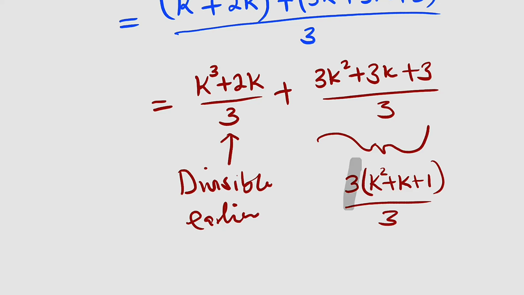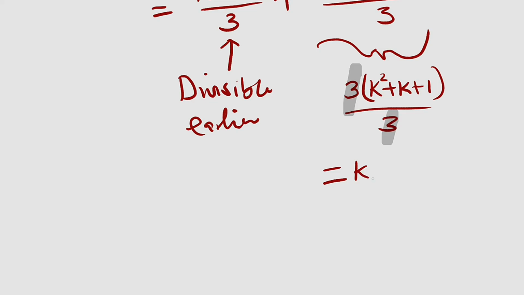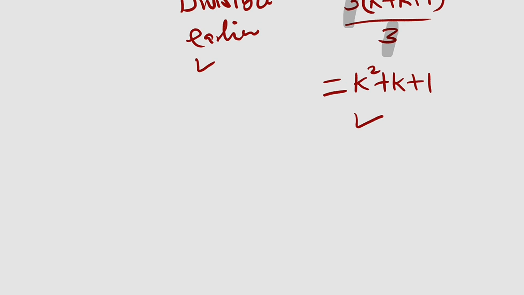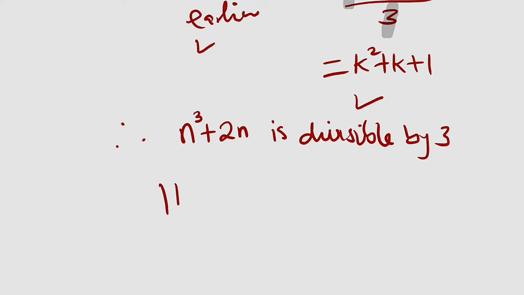And you can see 3 will cancel 3. This implies that it is divisible how many times? k squared plus k plus 1 times. This is equal to k squared plus k plus 1 times if you divide that by 3. And since this is divisible, this is also divisible, we conclude that therefore n to the third power plus 2n is divisible by 3. Hence proved.